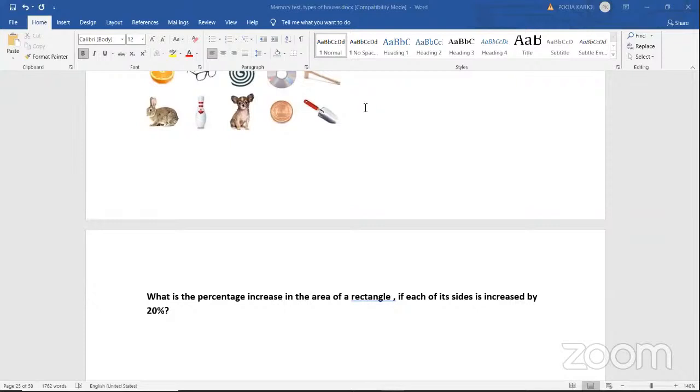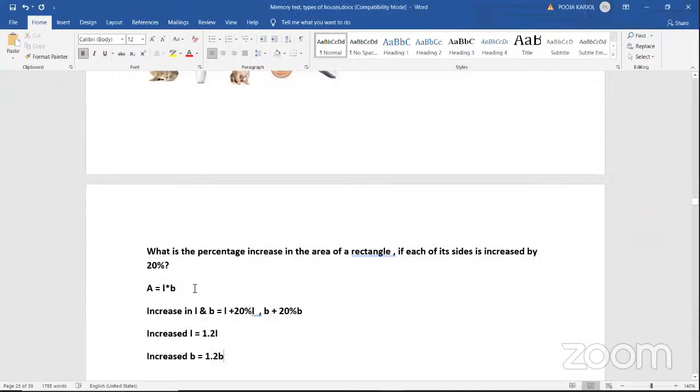Okay, see here. Area of rectangle formula is length into breadth, right? Each of its sides is increased by 20%. That means L and B are increased by 20% equally. So the increase in L shows L plus 20% of L, meaning it has increased from L to 20% more, not just 20%. So L plus 20% of L, and B plus 20% of B. So the increased L would be 1.2L and the increased breadth would be 1.2B.